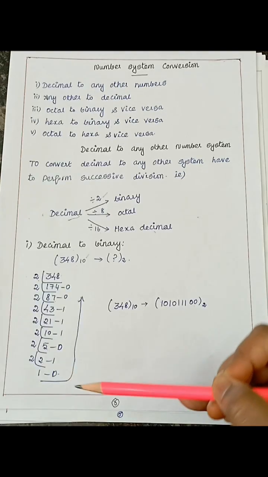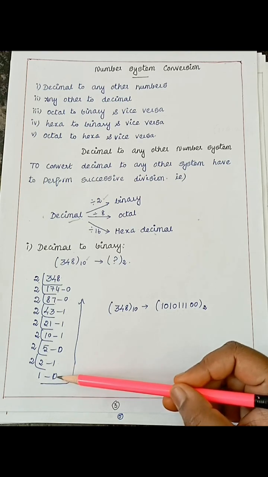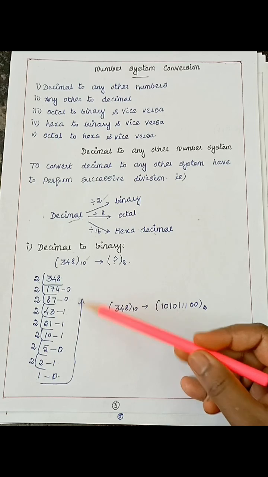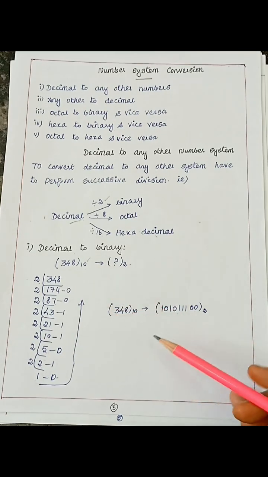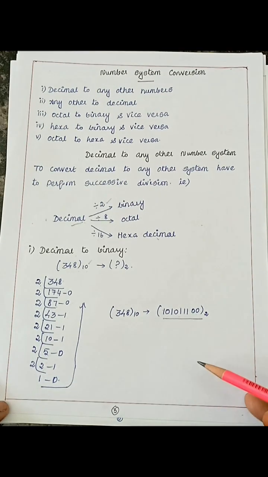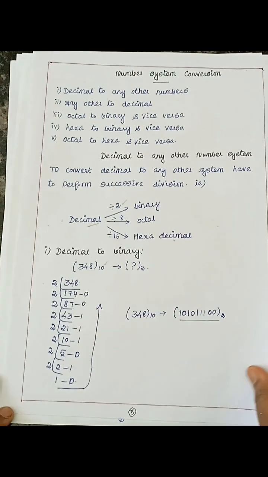For the result, we take the remainder values from bottom to top. That is 1, 0, 1, 0, 1, 1, 1, 0, 0 is the binary value for this decimal number 348. So this will be the result. If the number is given in terms of a whole number, we have to perform successive division.